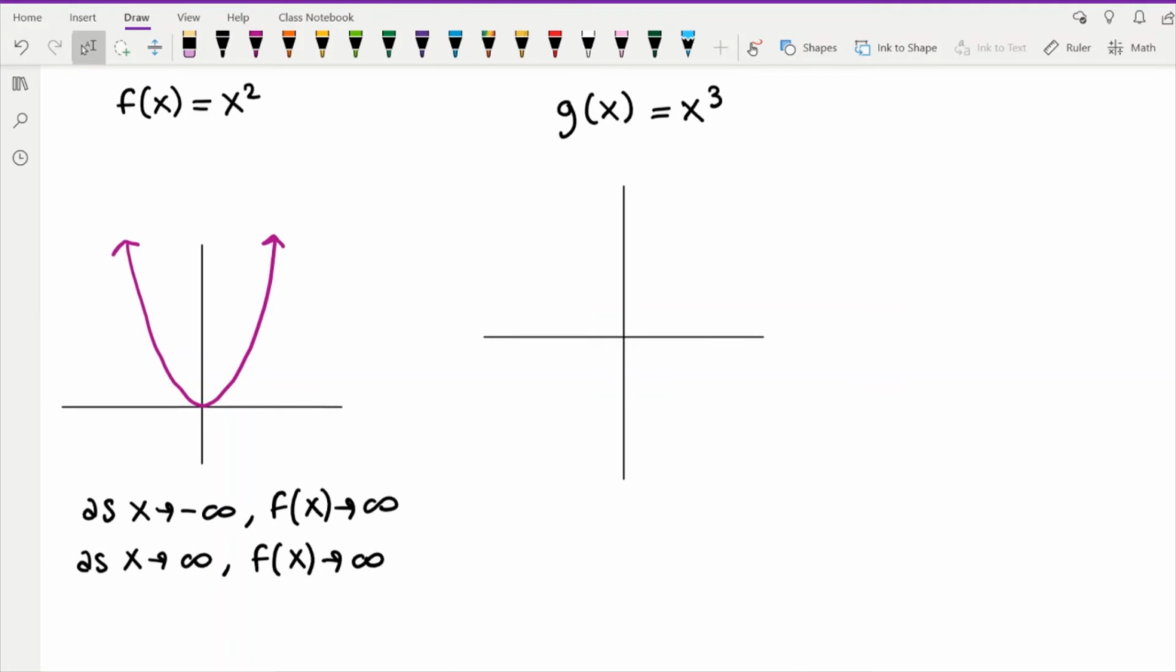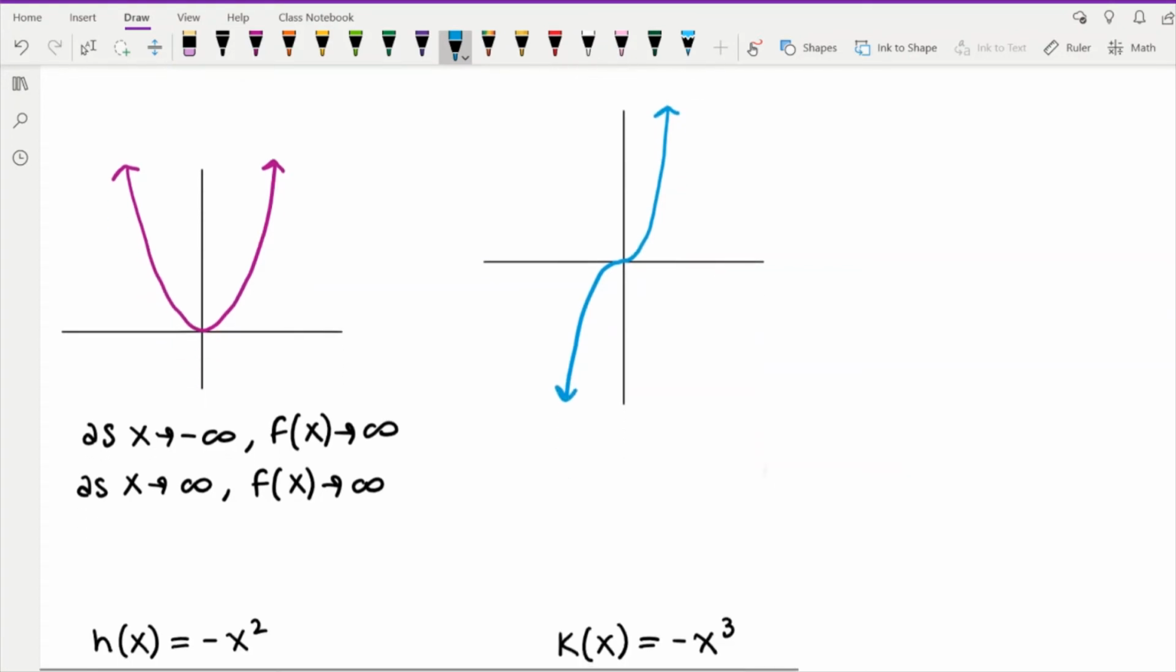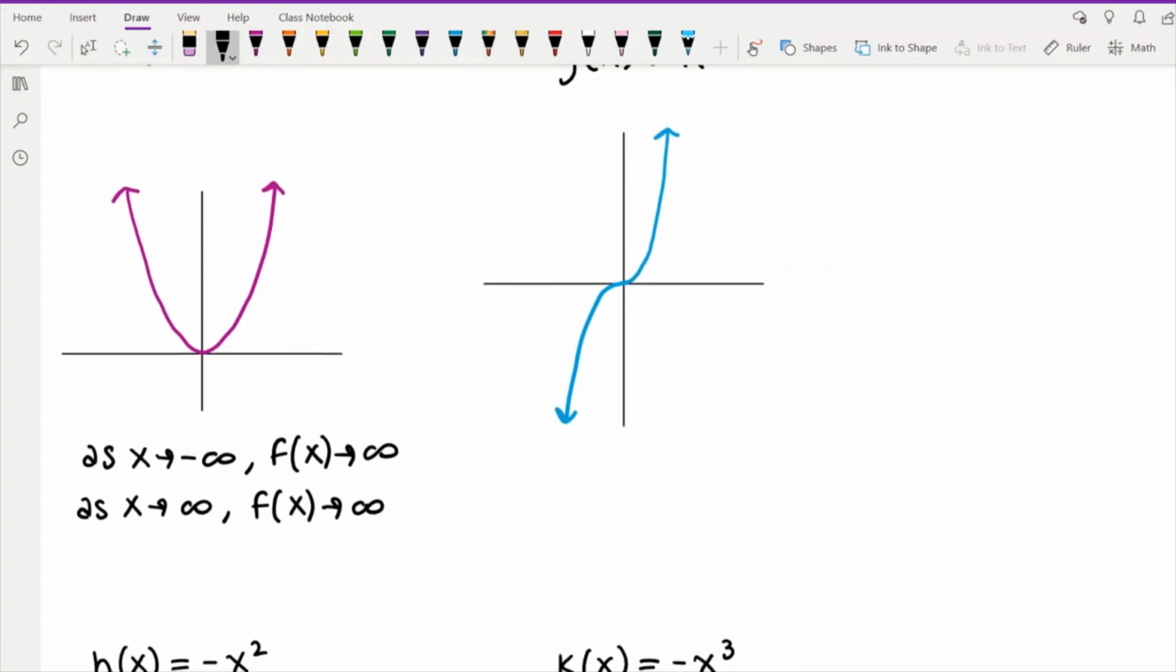Okay, so next up we have g of x is equal to x cubed. So what does that graph look like? Well, we know it has a shape that's kind of like this. So we can see that something different is going on in terms of where these ends are pointing. In this case, as x approaches negative infinity, as we plug in smaller and smaller x values, the function is going down. And so we can say that g of x approaches negative infinity.